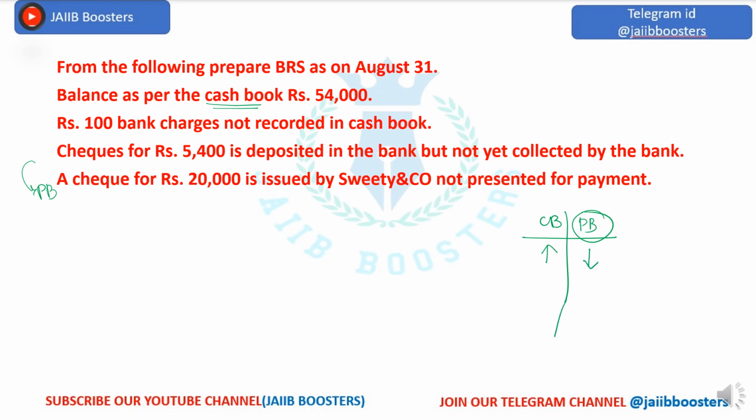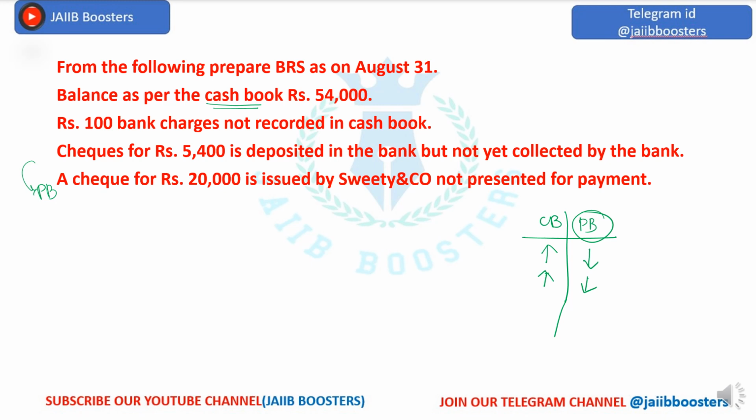Next, checks for 5400 is deposited in the bank, but not collected by the bank. Here, 5400 has been deposited. So, let's assume that the customer will feel that he has deposited 5400 and updated it in his cash book, but according to the bank it hasn't been collected, means the bank hasn't entered that 5400 deposit, which will show a difference of 5400 in the passbook.